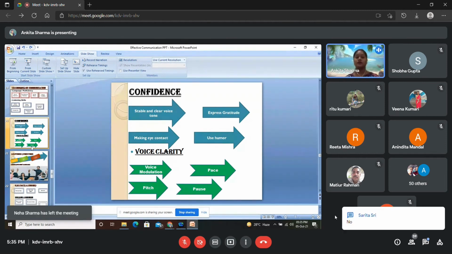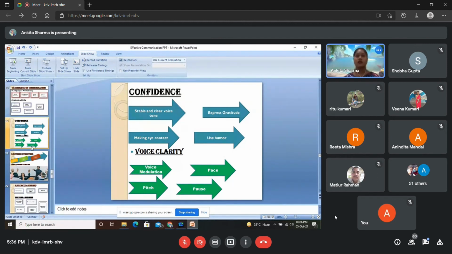This is one of the most important techniques of effective communication, because when we communicate with somebody, especially with children, if there is the same tone or there is no voice clarity, the listener or the children will never understand what the teacher is trying to say. So in the teaching profession, voice clarity is very, very important.